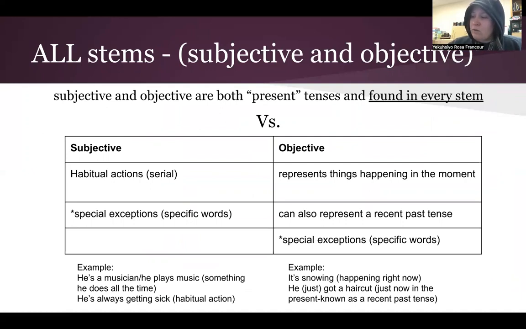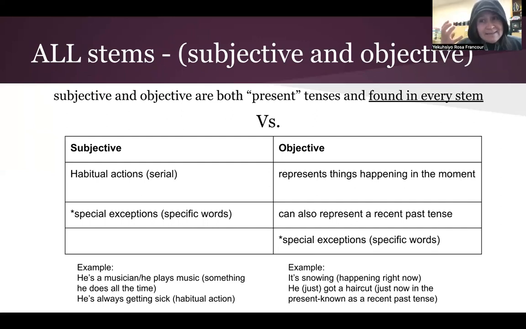Well, when we use them with a verb or a verb root, they're going to have different types of meanings. So the subjective is a present-like tense. Generally, it represents a habitual or repeated action. The objective also is a present-like tense. Sometimes it represents things happening right in the moment, but sometimes it can represent a recent past tense. So you can read the examples on the screen. It just depends on the verb. This is not a standard. I would say this is more of a rule of thumb, okay?